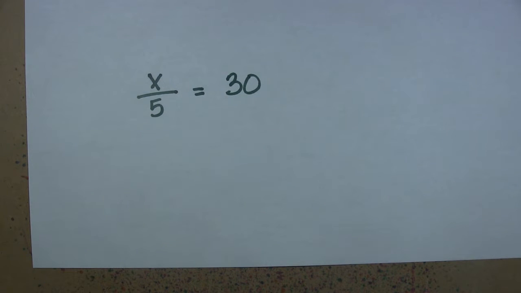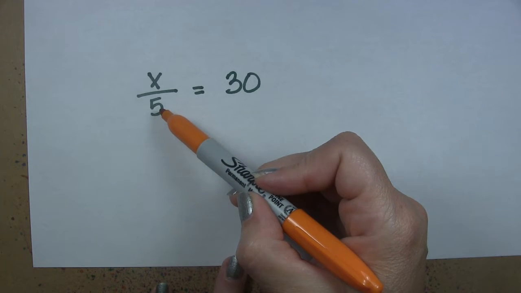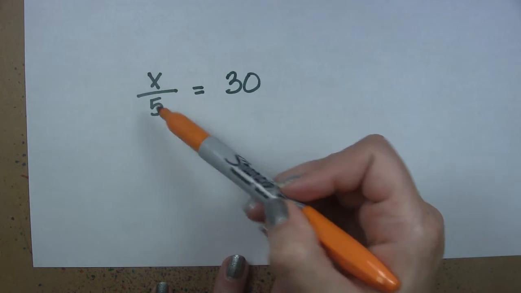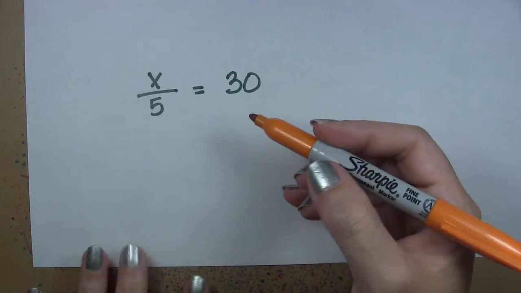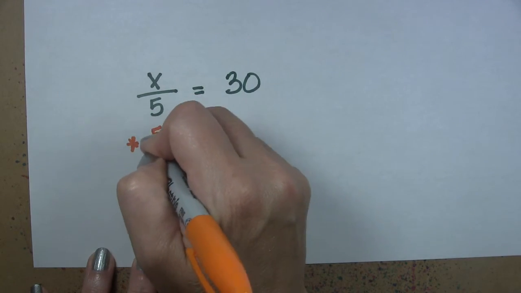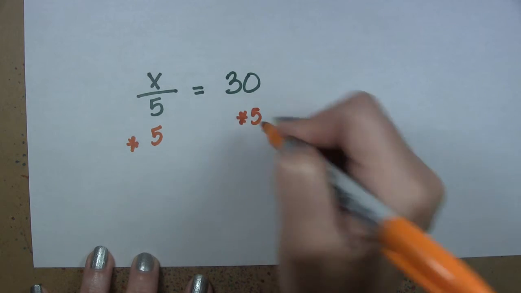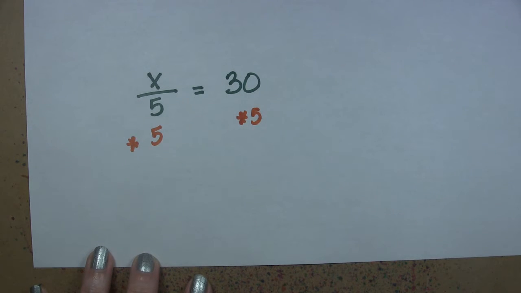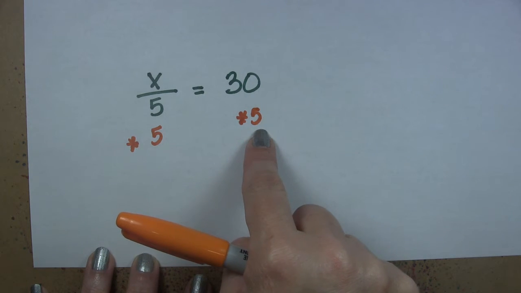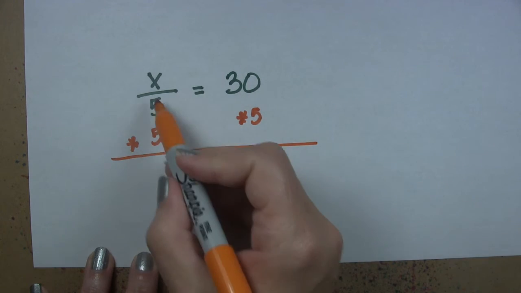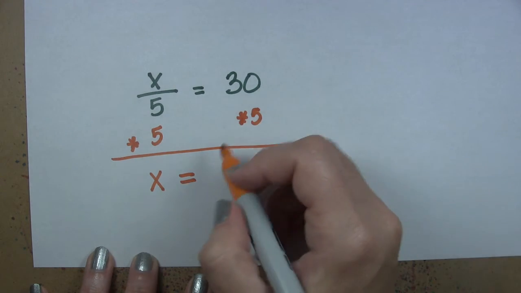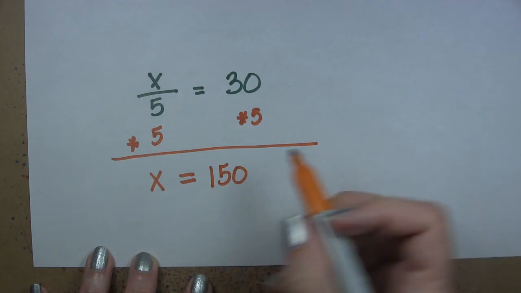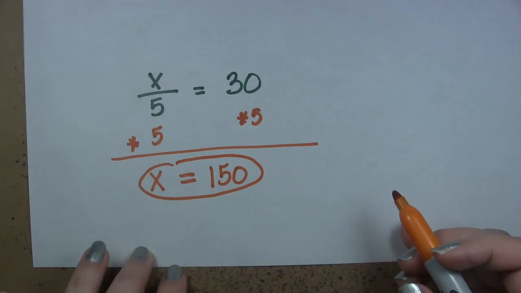Okay, so we want to get x by itself. It's not. It's got a 5 there. So how is this 5 interacting with the x? Well, it's x divided by 5. So to undo it, I would want to multiply by 5. So I'm going to multiply both sides of my equation by 5. Remember, whatever I do over here, I have to do over here. All right, and so then that is going to leave me with just x on this side. And over here, I have 30 times 5, which is 150. So that's what I think my answer is.